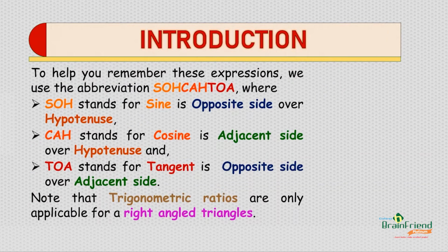Now, to help you remember the mathematical expressions for the trigonometric ratios, we use the abbreviation SOHCAHTOA. First, we have SO, which stands for sine is opposite side over hypotenuse. Next, we have CA, which stands for cosine is adjacent side over hypotenuse. And finally, we have TOA, which stands for tangent is opposite side over adjacent side. Now note that trigonometric ratios are only applicable when we are solving for right-angled triangles.